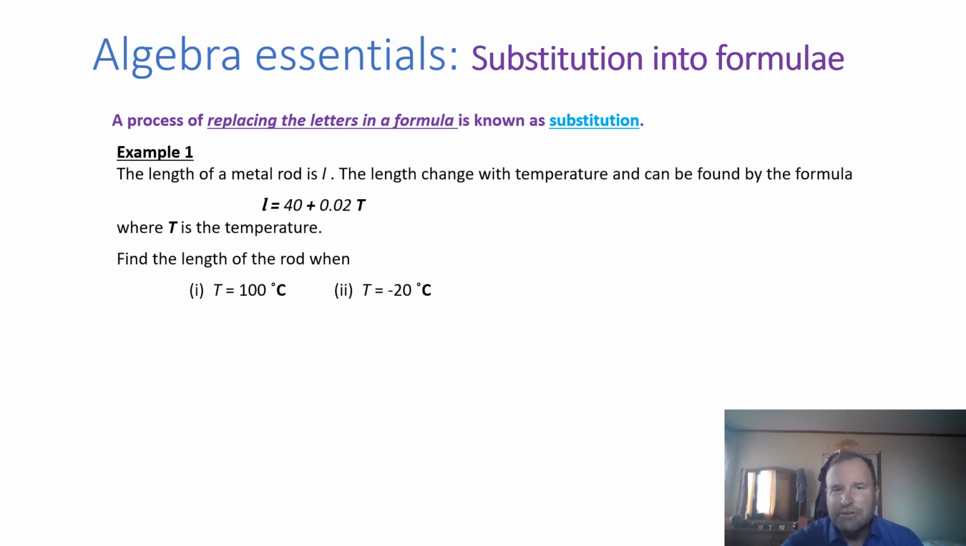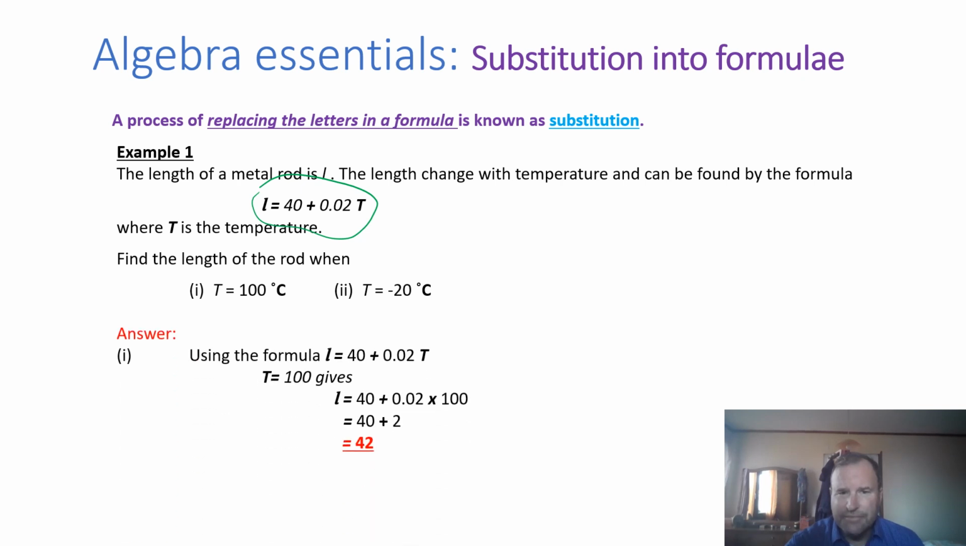Okay, here's an example. The length of a metal rod is L. The length changes with temperature and can be found by the formula L equals 40 plus 0.02T, where T represents the temperature. So we find the length when the temperature T is 100 degrees and when T is minus 20 degrees. Simply, where the T is, we're replacing it with a number, and then we'll do a quick calculation. Here is the answer.